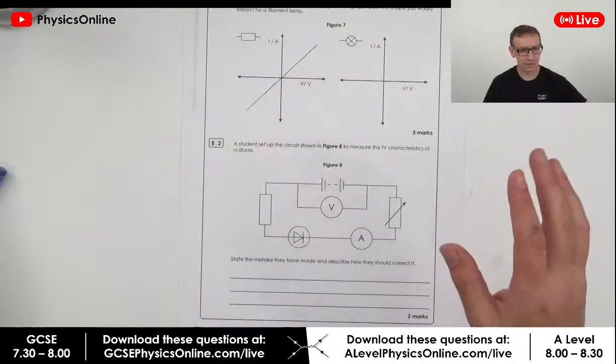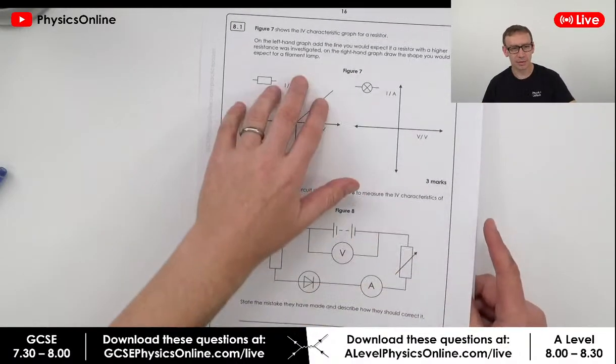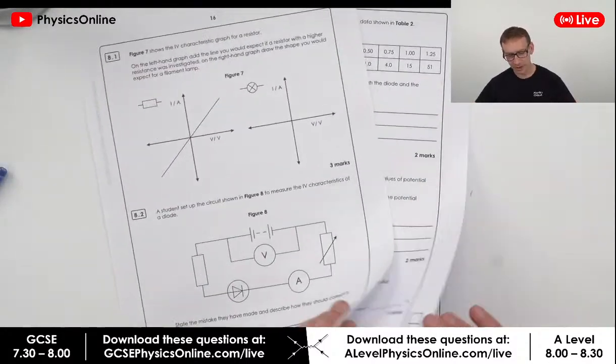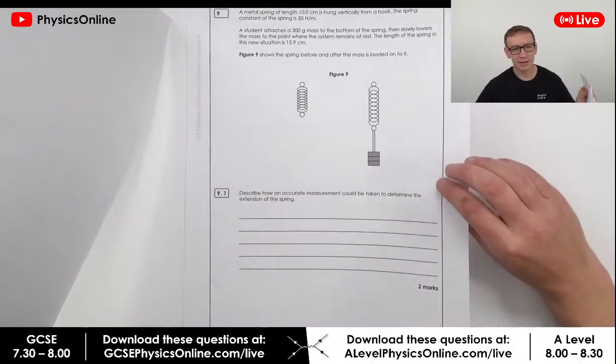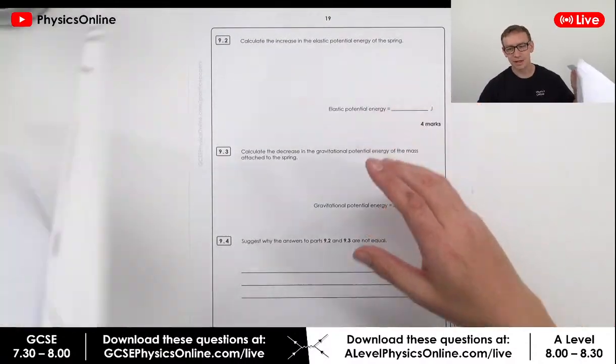Now tonight, we've got some questions, which I think it says in my live plan what's coming up. If I just show you, we've got something to do with electrical circuits, so looking at some components and circuits here. Then there's this kind of experiment over here. And the second question is looking at springs and how we can actually calculate energy.